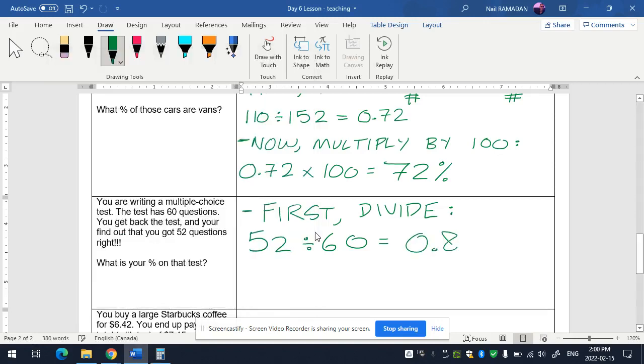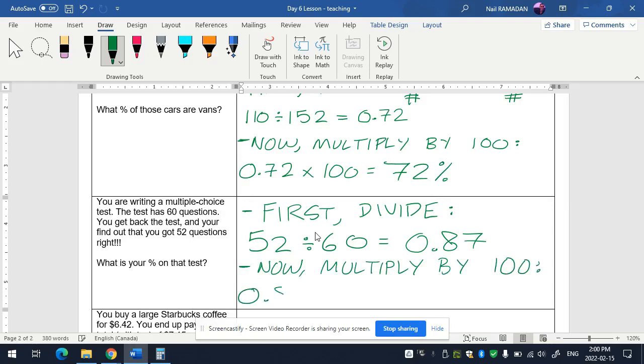So 0.87. And now what do we do? Now multiply by 100. So 0.87.